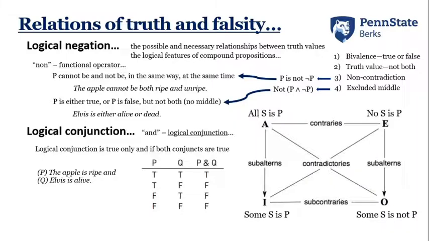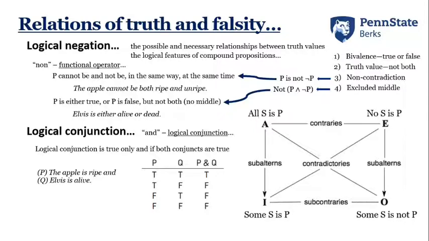Now, I don't really want to utilize truth tables throughout this course, but this one makes the point, I think, quite easily, and it's not very hard to digest. In the first column, we have the proposition P, the apple is ripe. In the second column, we have the proposition Q, Elvis is alive. Now, those are simple propositions, and each of those simple propositions can either be true or false, right? That's the only choice that we have. But when we combine them with the logical conjunction and we say P and Q, the apple is ripe and Elvis is alive, together they can only be true if both the propositions are true themselves.